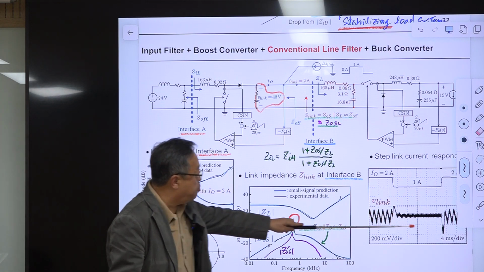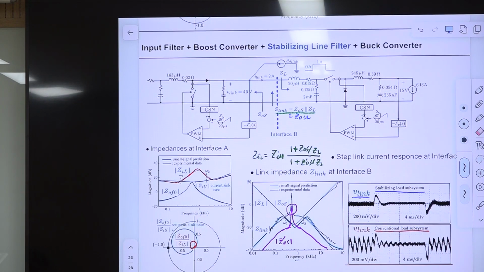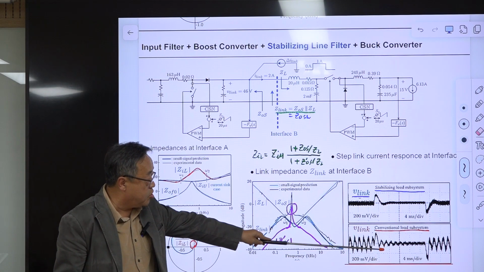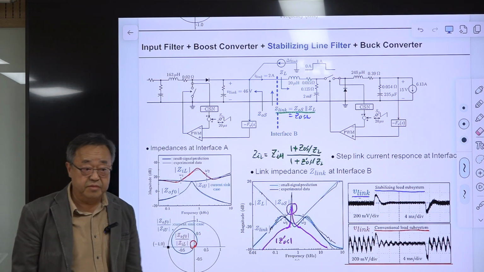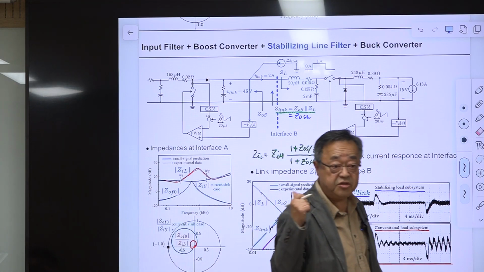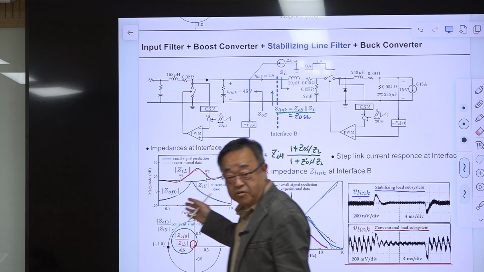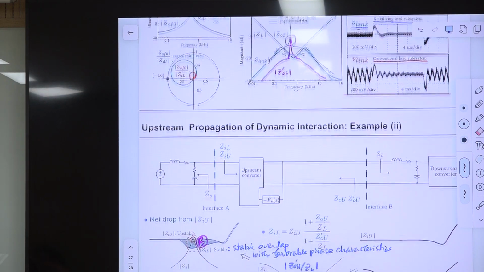Then this is the previous example, and with this new value, the stabilizing line filter, we obtain this. Okay, so this is the previous one, and this is the new one. Sorry for this complication and confusion. Don't be disappointed. Maybe you cannot follow this, but catch the basic idea. Maybe it's too much for most of my YouTube audience.